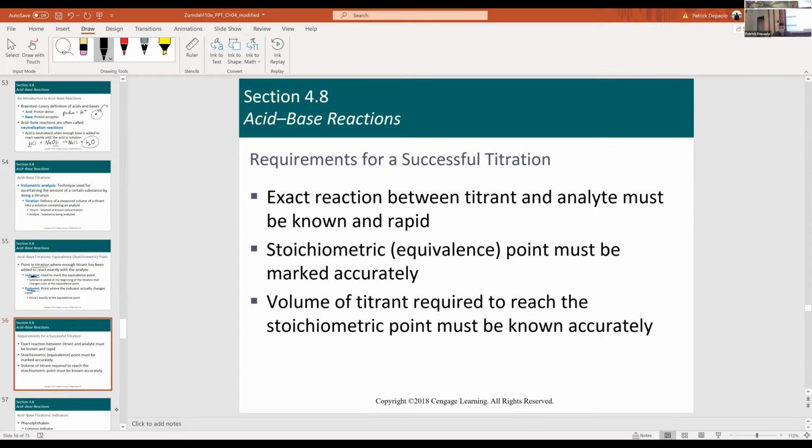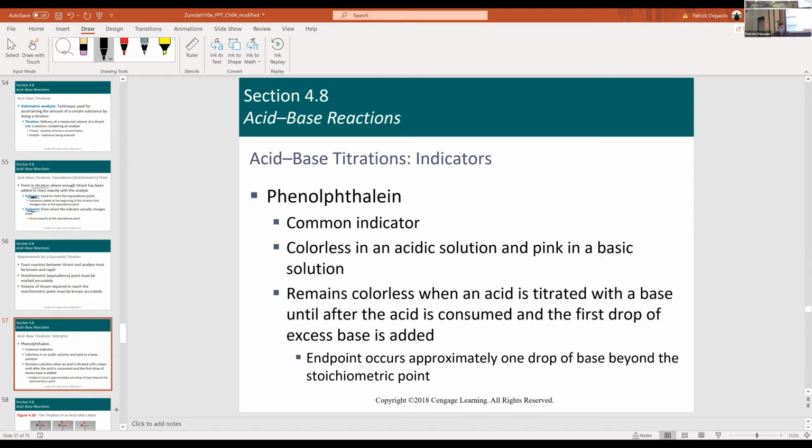Yes. So one of the indicators we're not going to be tested on is phenolphthalein. That's one of the common indicators. When you put it into an acidic solution, it's colorless. But once the solution goes over that threshold and becomes a little bit basic, it turns pink, and it remains pink.